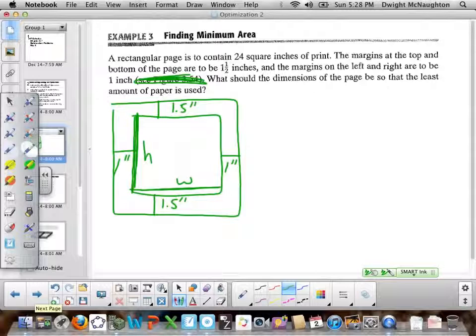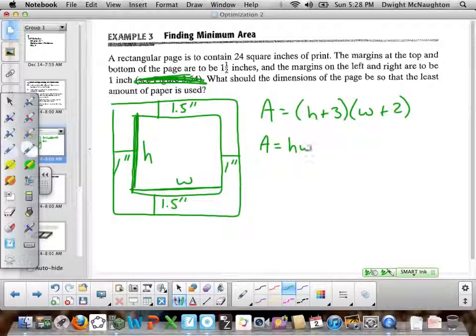So my primary equation is going to be the dimensions of the paper. All right, so the dimensions of the paper, area will be H plus 3 and W plus 2. Let's FOIL that, makes it a little easier. So we got first would be HW plus 3W plus 2H plus 6.